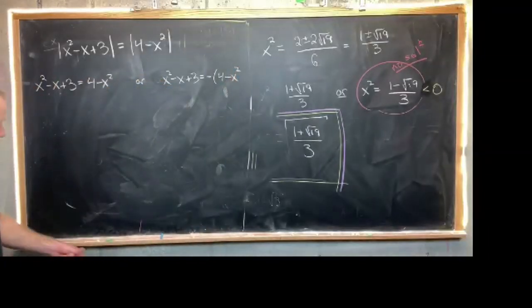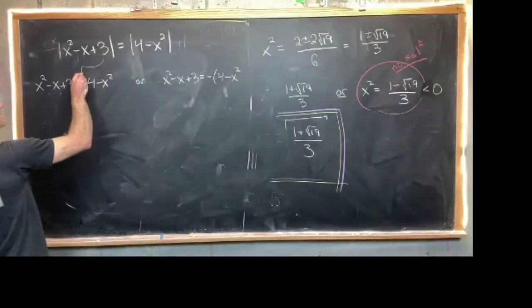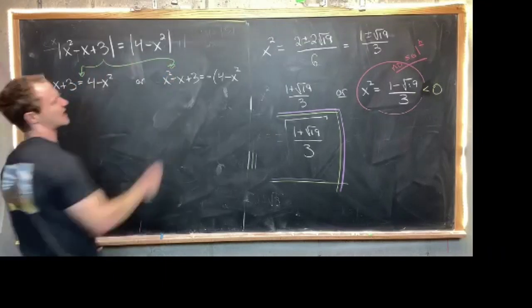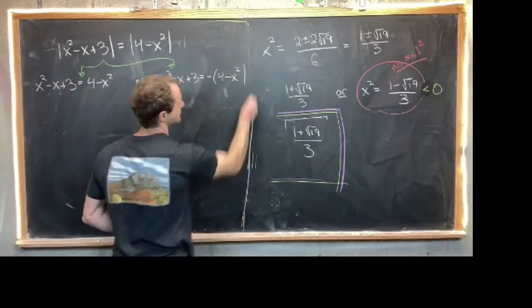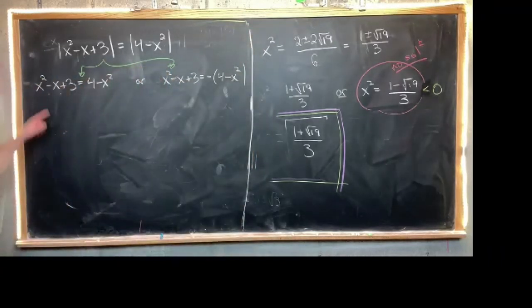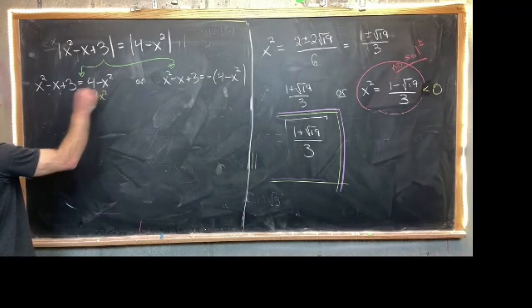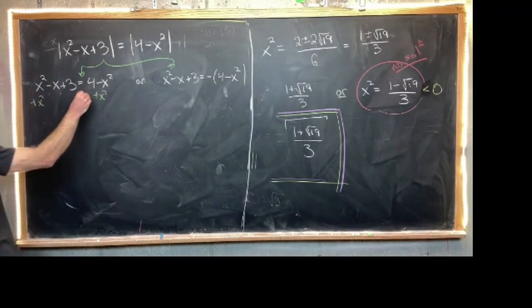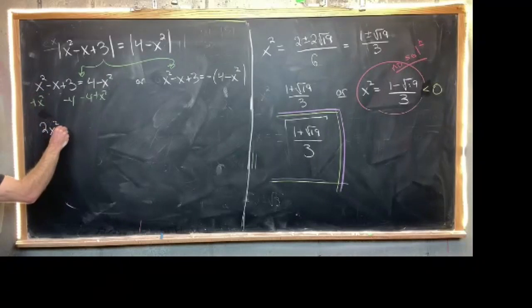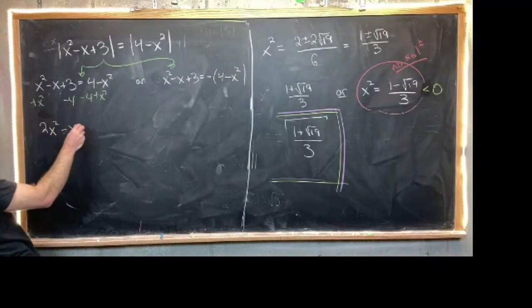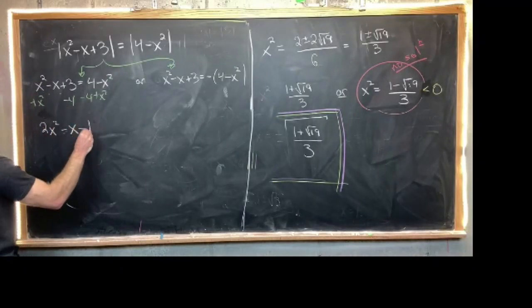So again, we split this up into 2 things, just like we did working with the linear equations a while ago. Okay, great. So now let's go ahead and move things around here so that we solve for 0. So we'll add x squared to both sides, and then we'll subtract 4 from both sides. So that's going to leave me with 2x squared minus x minus 1 equals 0.